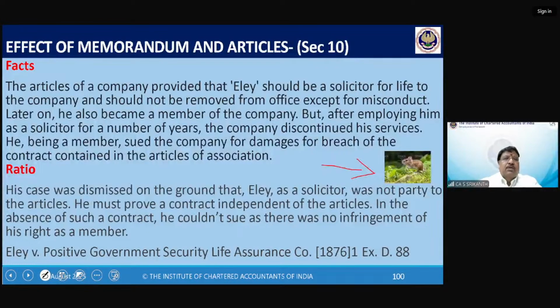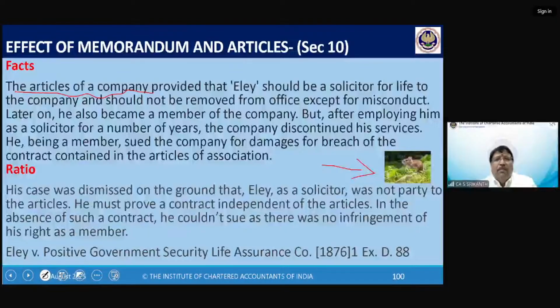Not that Eli. Okay. So the articles of a company provided that Eli, the name of a Britisher, should be a solicitor for life to the company and should not be removed from office except for misconduct. Note it, Your Honors, the articles mentioned that Eli would be solicitor for life. Agreed. But answer the question: articles are a contract between the company and members inter se. There is no contract between the company and Eli represented by the articles. But in the articles, the members have put, hey, Eli is such a nice person, let him be a solicitor for life.